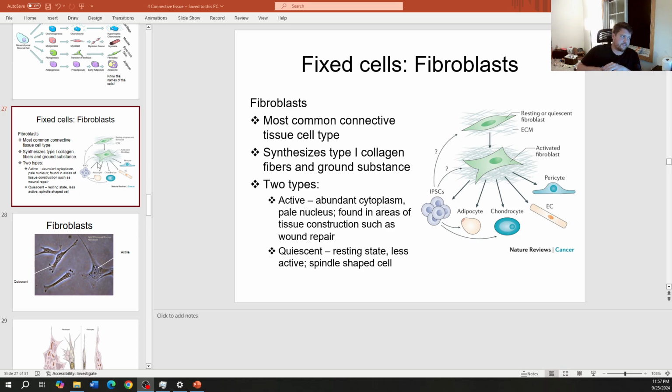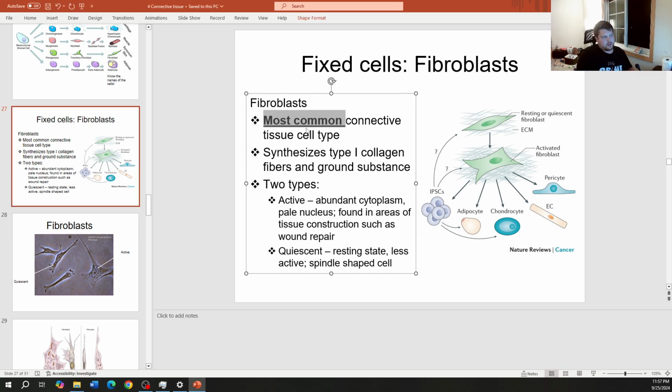Okay, fixed cells, fibroblasts. So remember when we talk about fixed cells, they were created locally, and they stay locally to do their jobs. Now, these are the most common connective tissue cell type. Anytime we see something that's the most common, the most anything, a red flag should go up in your brain and say, hey, that's potentially a test question, because it's a super easy test question that's right there in the slides, and people are sometimes just going to gloss right over it.